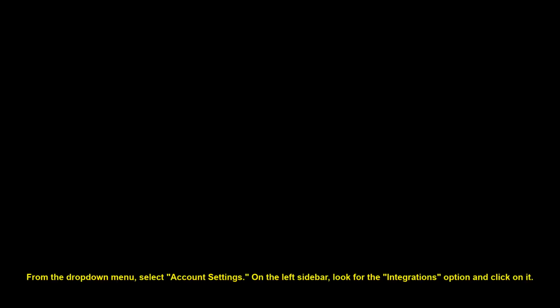Navigate to the main dashboard of your HubSpot account. In the top right corner, click on your profile picture. From the drop-down menu, select Account Settings. On the left sidebar, look for the Integrations option and click on it.